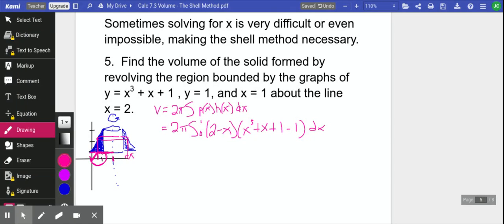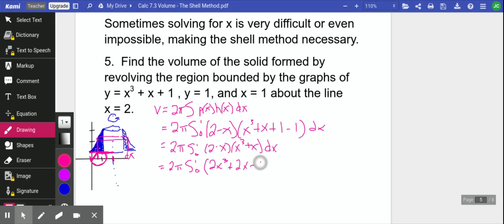That was the hard part. It's set up. Now just comes the easy calculus stuff that we're used to. That's a great sentence, right? Easy stuff, easy calculus stuff. All right, so we have 2 minus x, and then x cubed plus x, because the 1's canceled. And before we can integrate that, we're going to have to FOIL it out. So we get 2x cubed plus 2x minus x to the 4th minus x squared. Hope that looks right. I know that's not in standard form. I hope you're okay with that.